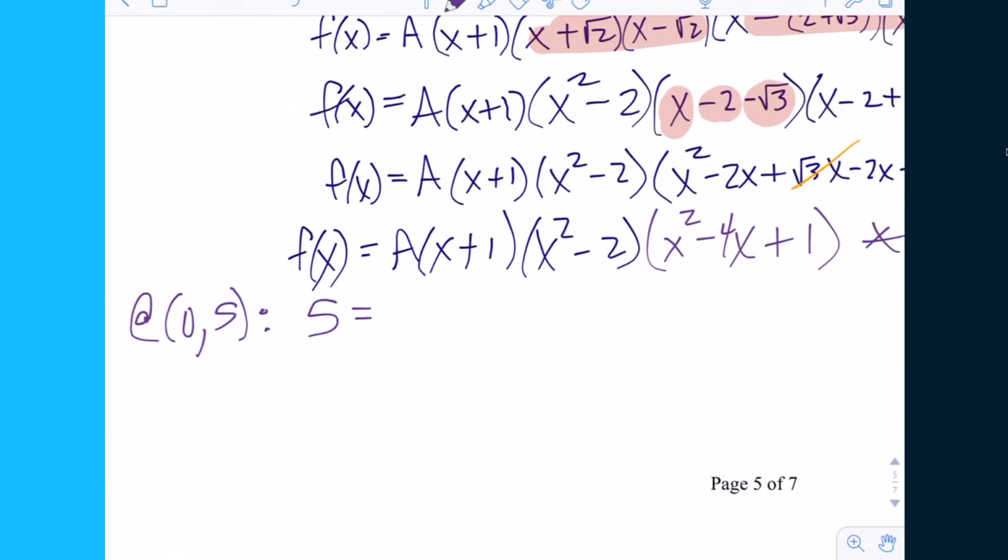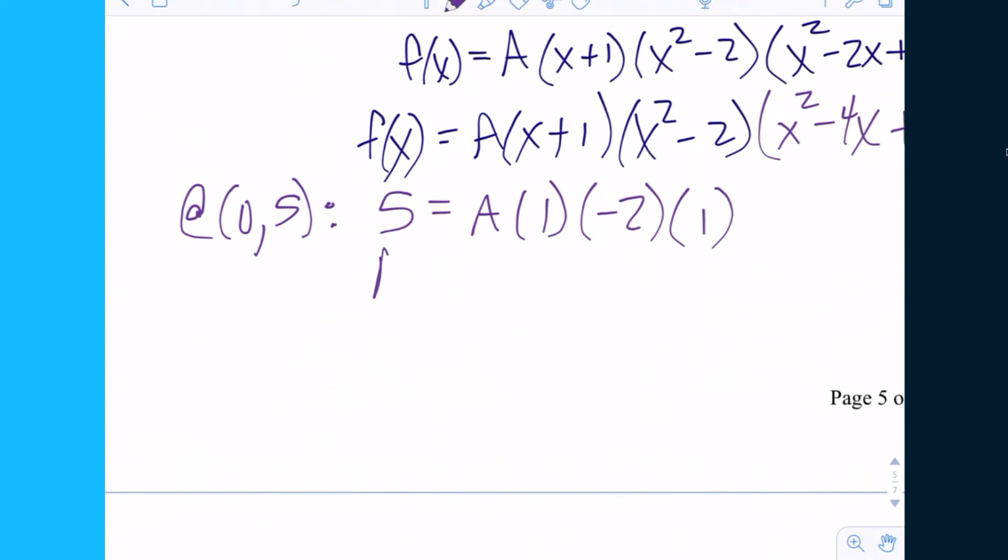So we get 5 equals a times 0 plus 1, which is 1, times 0 squared minus 2, which is negative 2, and 0 minus 0 plus 1 is 1. Look how easy it is to plug in a 0 for x once we have it in reduced factored form. We don't have to worry about the radicals anymore. They're gone. So now if you solve, you get a equals negative 5 halves.